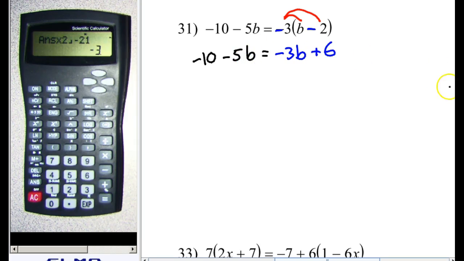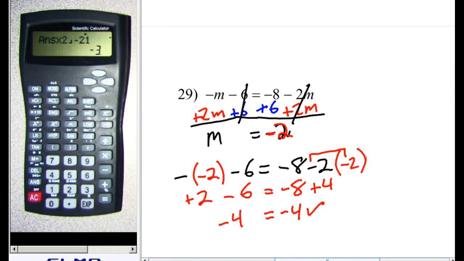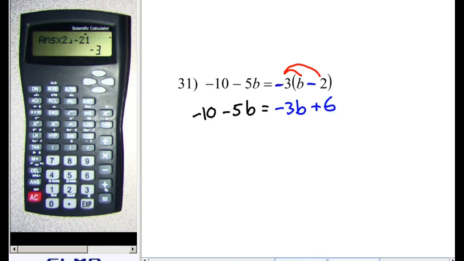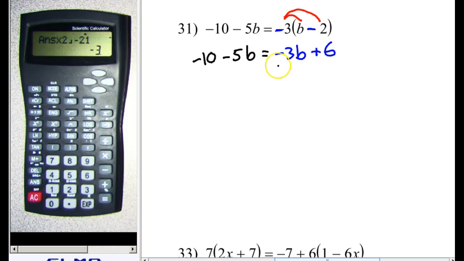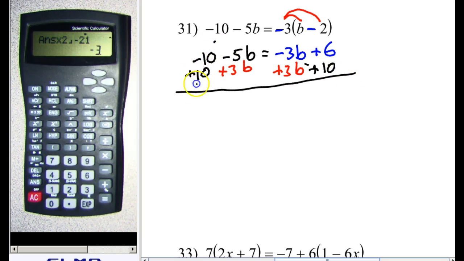And then this looks very similar to the one right above it. We just need to get the variables to the left and numbers to the right. So variable on the right is negative 3b. Let's go ahead and add 3b to both sides. And then we can take the number on the left and add 10 to both sides. We got 10 minus 10, 0. We have negative 5 plus 3, negative 2. Negative 2 times what equals 6 plus 10, which is 16.